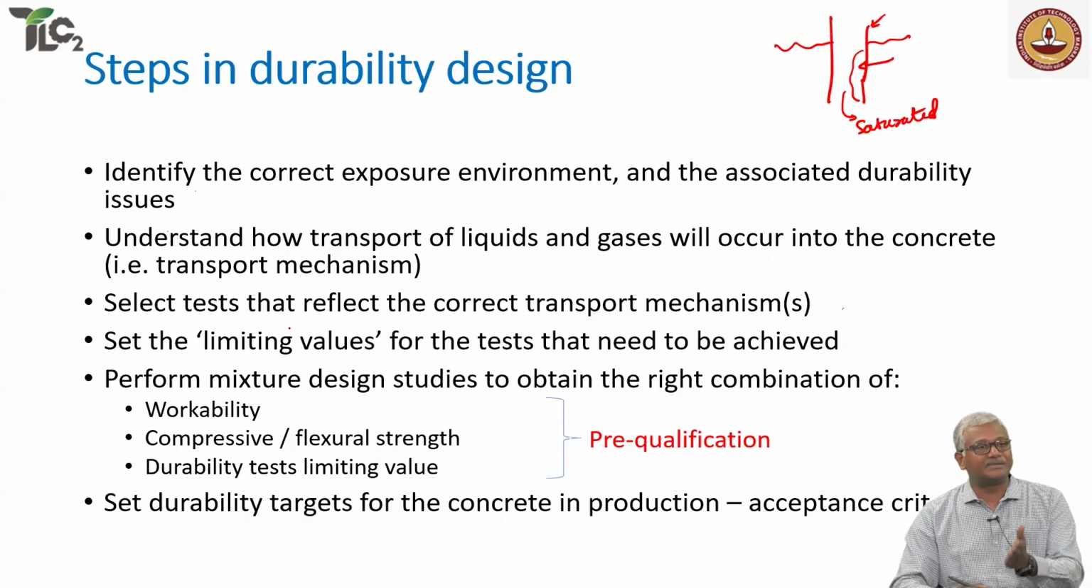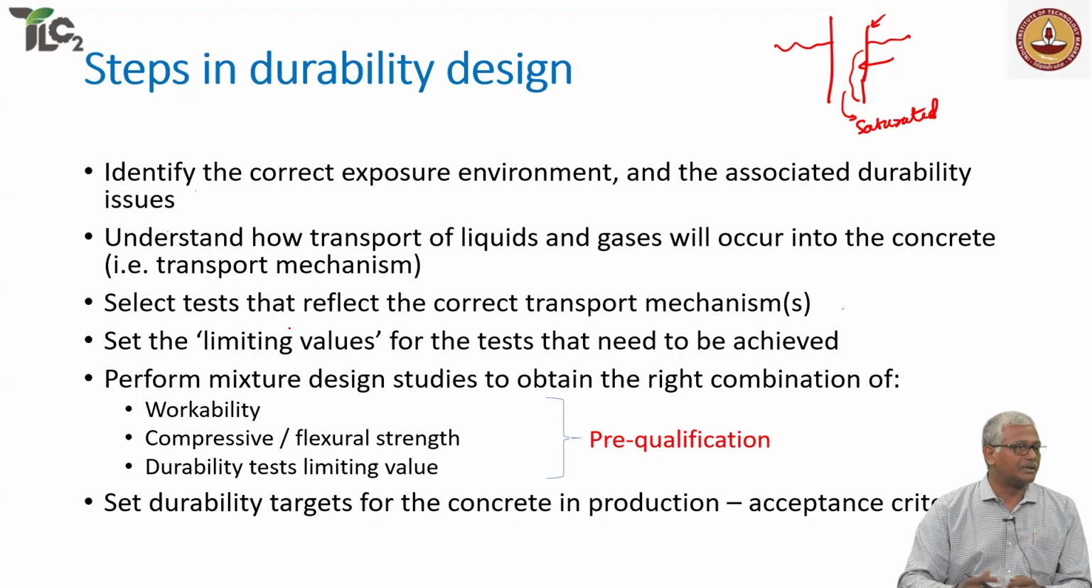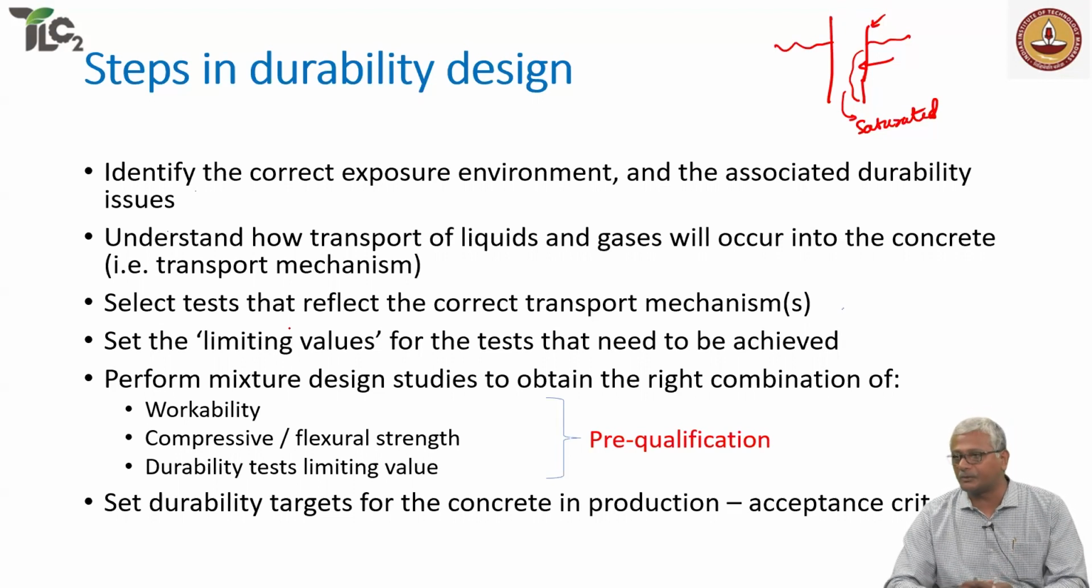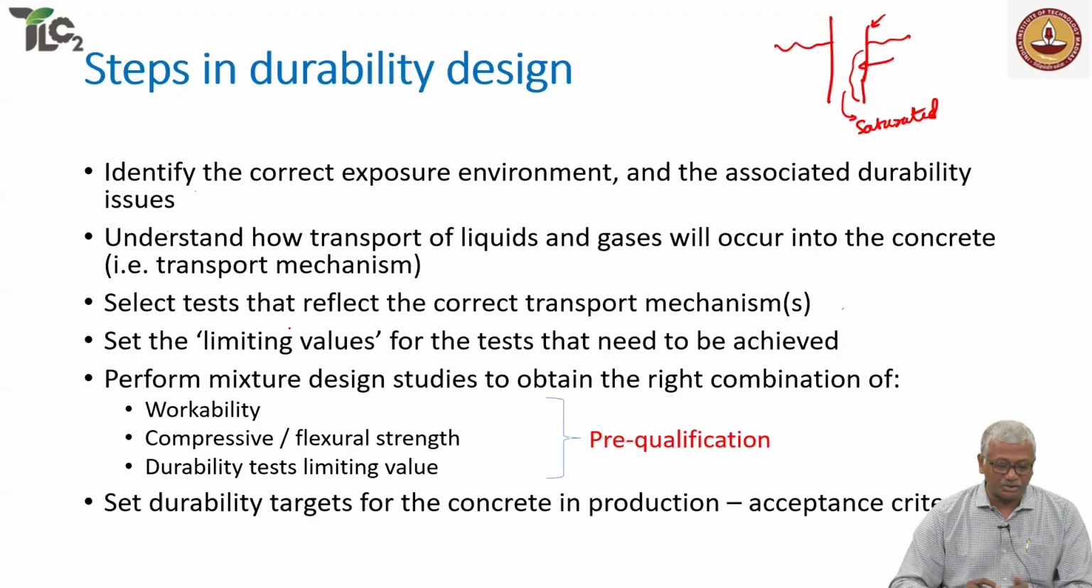Now, of course, in the site, you won't have one transport mechanism that drives deterioration. There'll be multiple combinations of transport mechanisms. You have to address all of those, okay? And set the limiting values of the test that need to be achieved. Like in the previous slide, I showed you 600 coulombs or 1000 coulombs. Those are limiting values. Perform design trials to obtain the right combination of workability, strength, and durability. This is during the pre-qualification process.